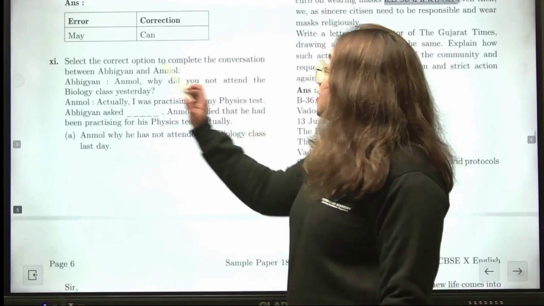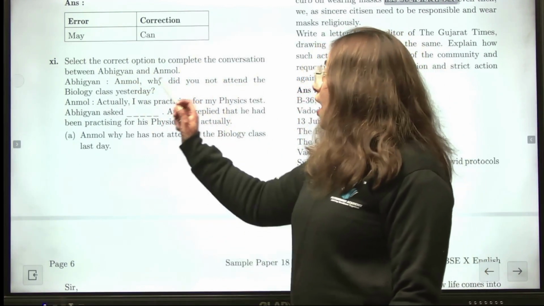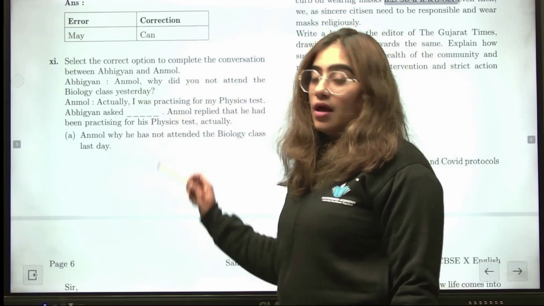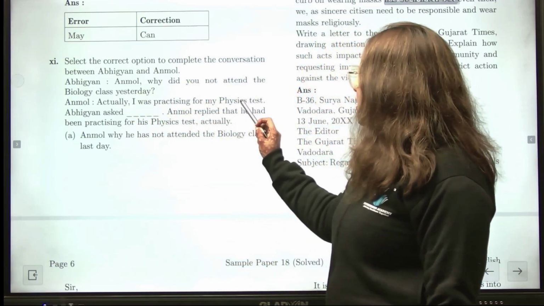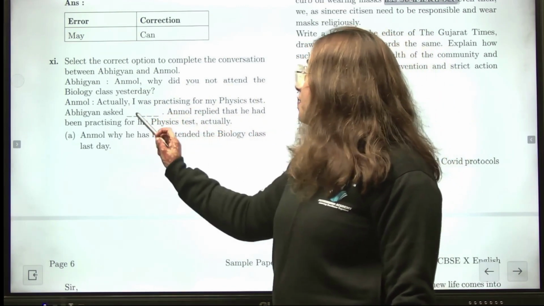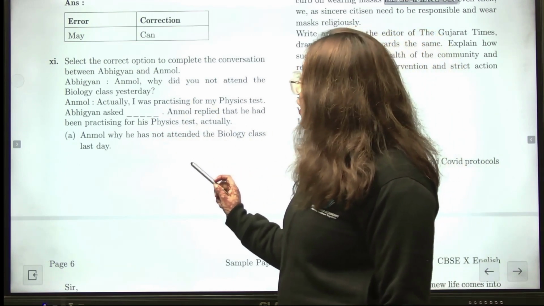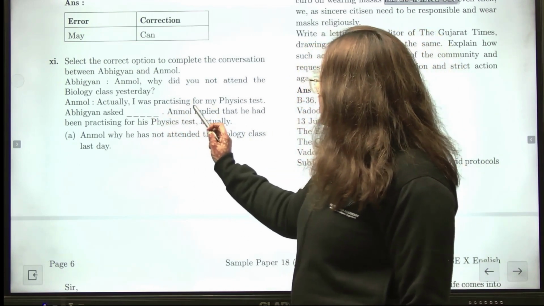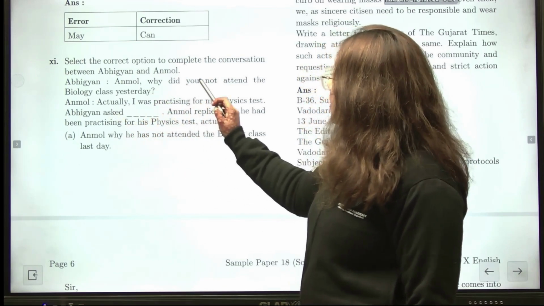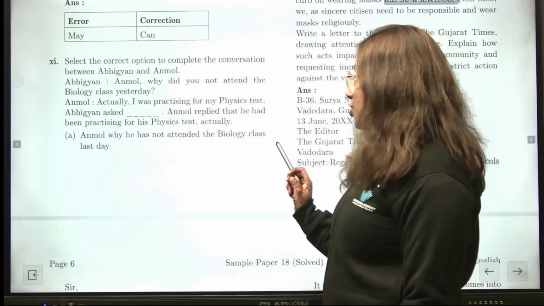Select the correct option to complete the conversation between Abhigyan and Anmol. Abhigyan: Anmol, why did you not attend the biology class yesterday? Anmol: Actually I was practicing for my physics test. Abhigyan asked dash. Anmol replied that he had been practicing for physics test actually. ठीक है. तो ये किस में change हो जाएगा? Actually I was practicing. Okay. Abhigyan asked why did you not attend the biology class yesterday? इसको change करना है.